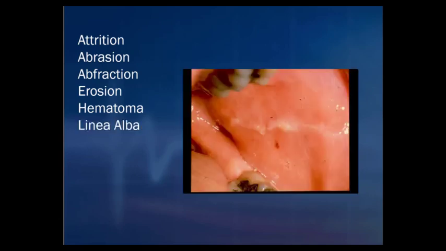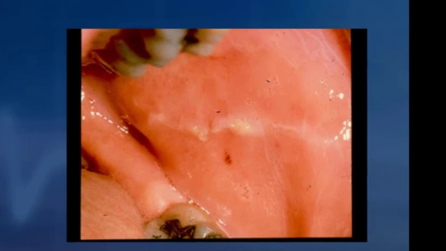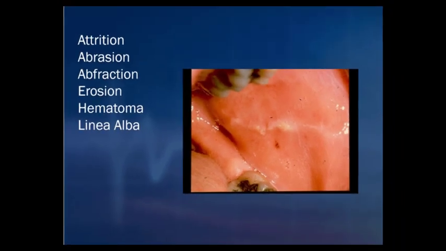Linea Alba, you probably remember this one. It's a white raised line that forms in the buccal mucosa right at the occlusal plane. The cause is frictional keratosis because of excessive clenching. I have a very prominent Linea Alba myself. There's no treatment. However, it should clue us in that maybe there is a parafunctional habit with that patient that might need to be addressed.